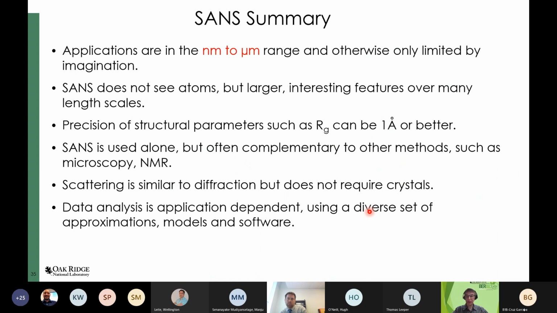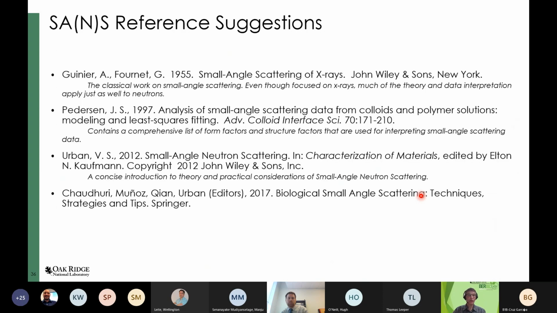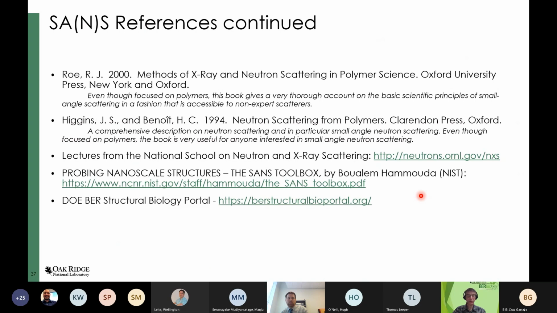And I'm not going to read over this, but I think we will be sharing the slides. So it's a very large range of applications that you can have with small angle scattering, and it's often complementary. And the data analysis is very application dependent. I couldn't possibly go into all of the cases that you can have, but it depends really on what you're applying it to. And so if you're new to this, you want to work with your instrument scientists to figure out what's the right approach for you. And then I have some reference suggestions that you can look at at your leisure.